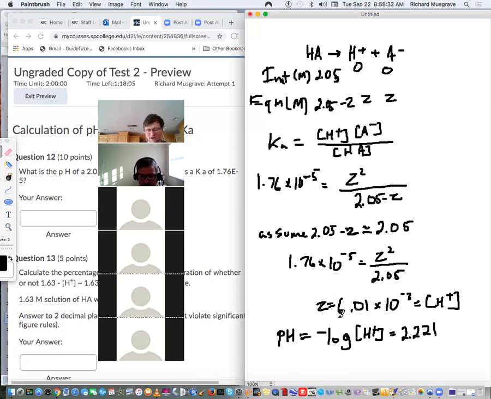Now the number of sig figs we get here, we got 3 sig figs for the 6.01, and that means we need 3 places past the decimal. So 3 sig figs and 3 places past the decimal on the log. And that will give us 2.221. Does anybody have any questions about finding the pH?